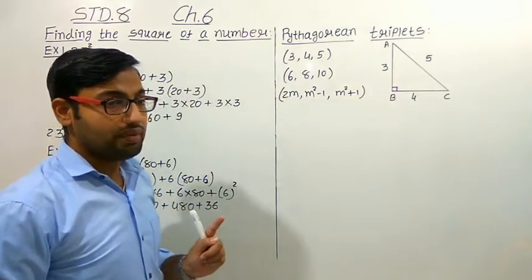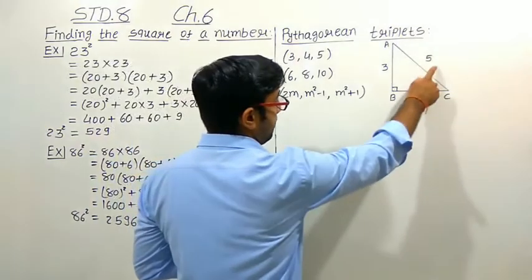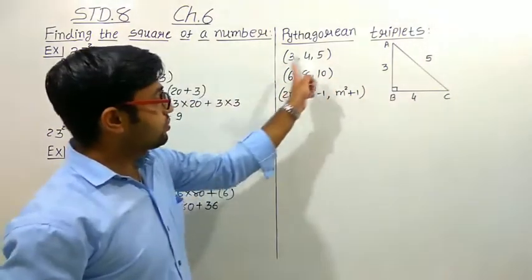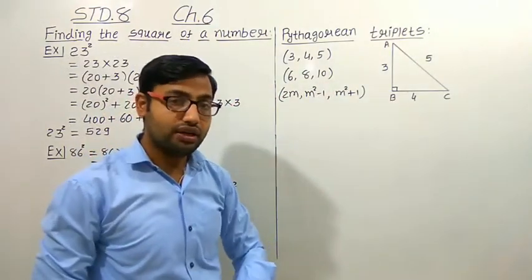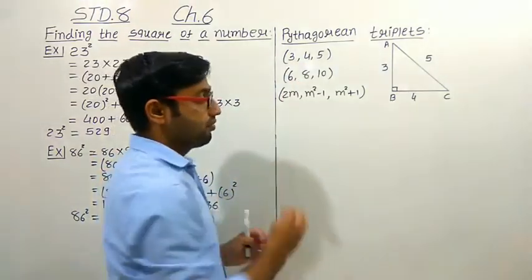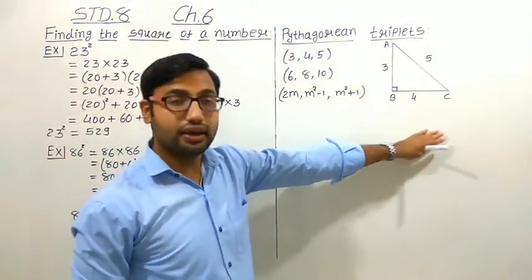So what do we mean by the Pythagorean triplet? The three sides of the triangle, if we can write them down in this manner, then this is called a Pythagorean triplet. Triplet means three numbers: 3, 4 and 5. So these three sides are of a right angle triangle.